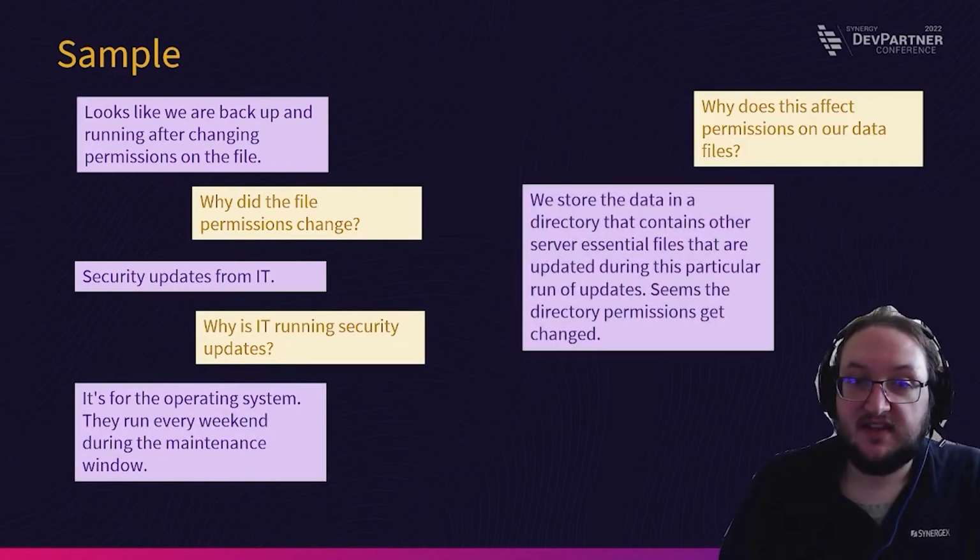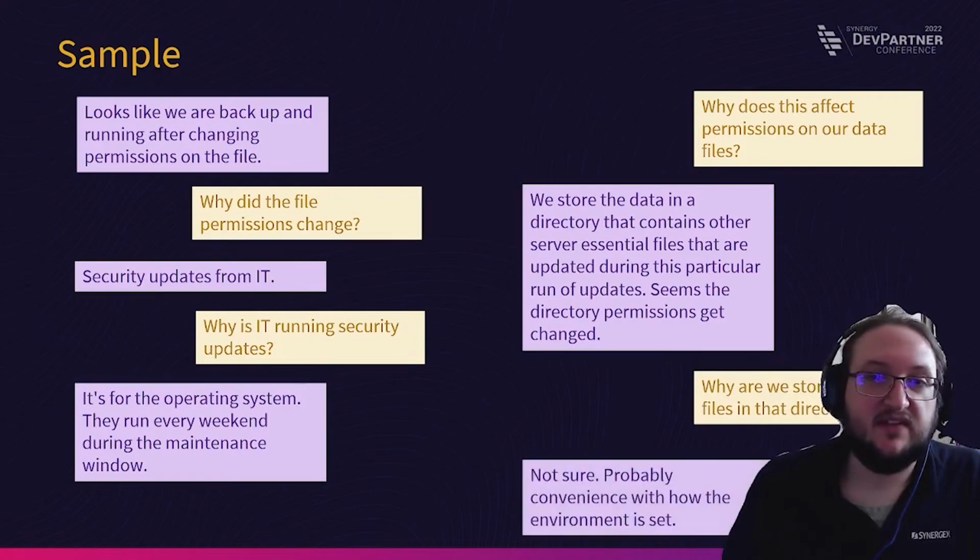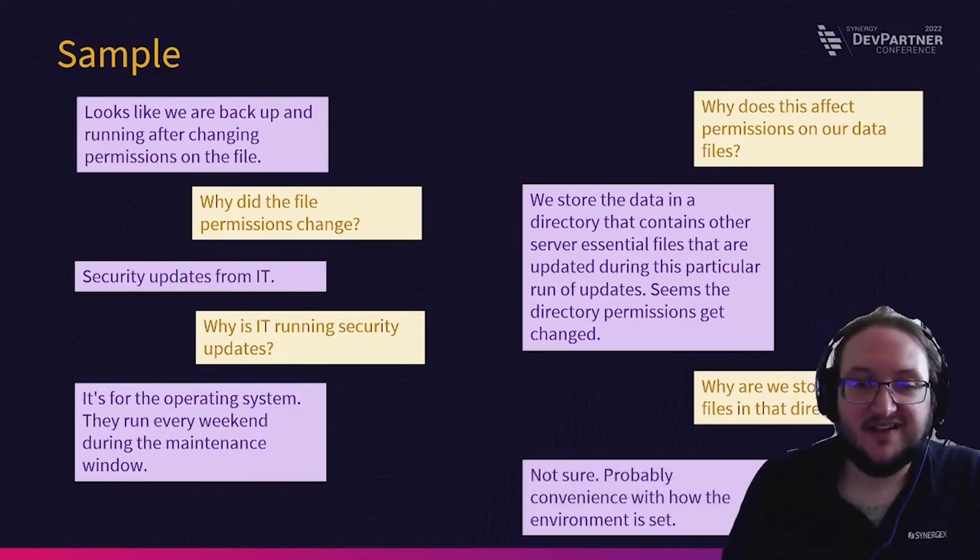Well, we store that data in a directory that contains other server essential files. And so this has caused permission changes, right? And so then, why are we storing data in that directory? And then we can finally get to, and this was only 4 whys, but I know those counting, it becomes, not sure, probably convenient for how the environment is set up. And you go, hey, maybe that's an opportunity. We can put this somewhere else.